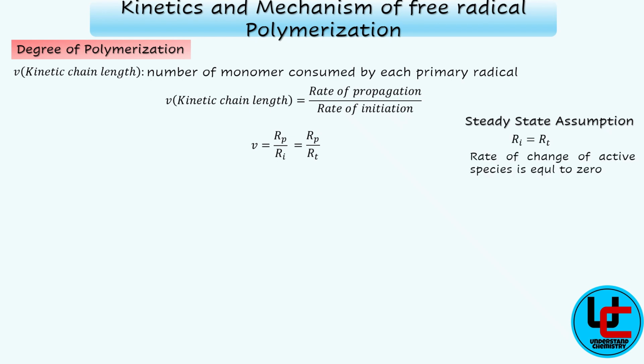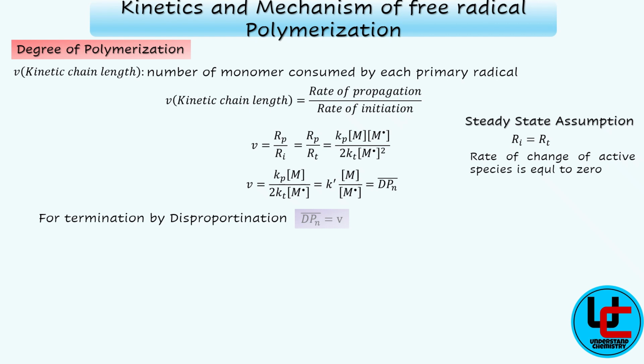By placing the value of Rp and Rt, we get the following expression. Let us introduce a new constant K prime in place of Kp divided by 2Kt for the sake of simplicity. By doing this, we get the final expression: nu is equal to K prime into concentration of monomer divided by concentration of growing radical. This is equal to the degree of polymerization for termination by disproportionation.